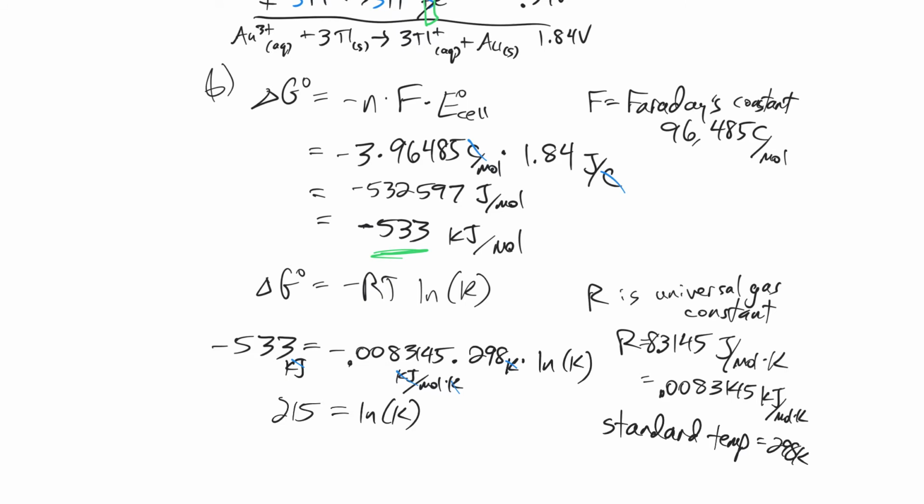Well, how do we undo a natural log? We take e raised to both sides. That crosses out the natural log. So the equilibrium constant is going to be the number e raised to, this is quite a big exponent, 215th power. Go ahead and type that into your calculator. 2.36 times 10 to the 93rd.